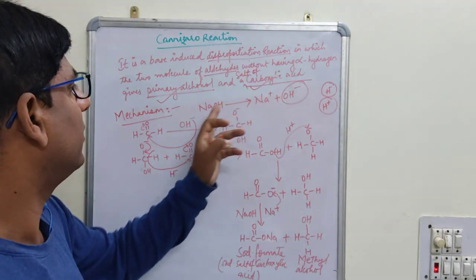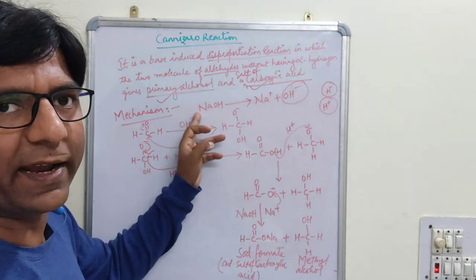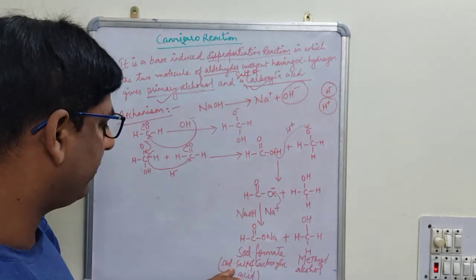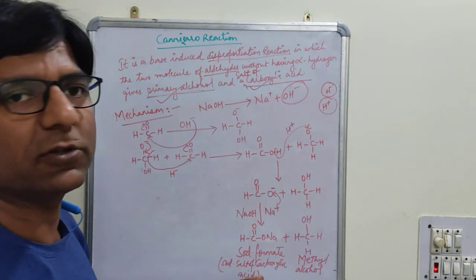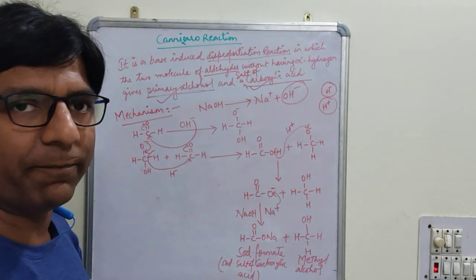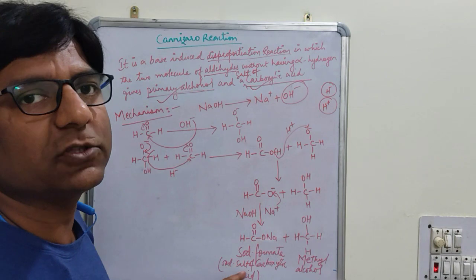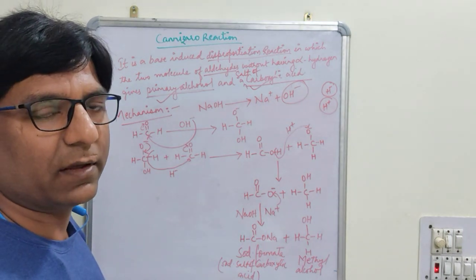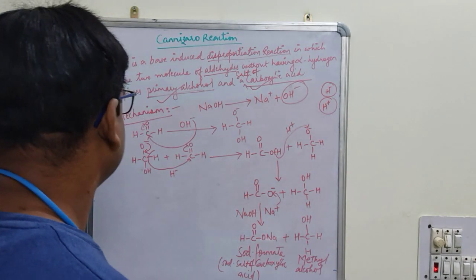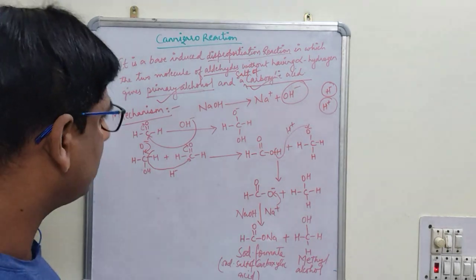So which salt? Already you have used NaOH, so your product will be what? Sodium salt of the carboxylic acid. If you are using KOH here, then it would be what? Potassium salt of the carboxylic acid. Okay, so I hope you have understood this, students.